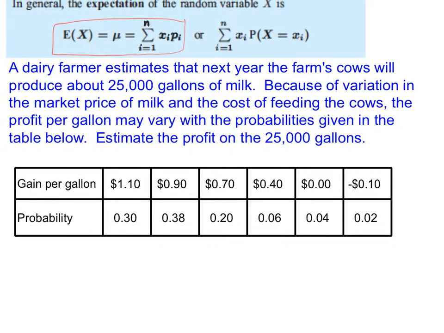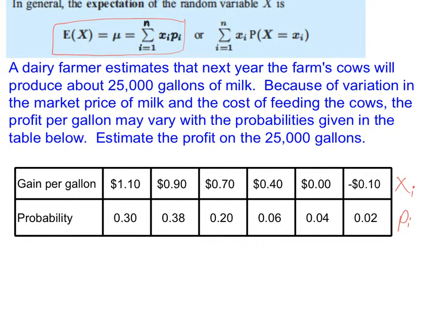Where did we get the table from? That's just given. This is what the farmer, in this case, would have to collect the data, figure out those probabilities, okay, and what the different possibilities were. So the gain per gallon is x sub i, right? And the probability is p sub i. Very good, yeah. These are our x sub i's, and these are the p sub i's.